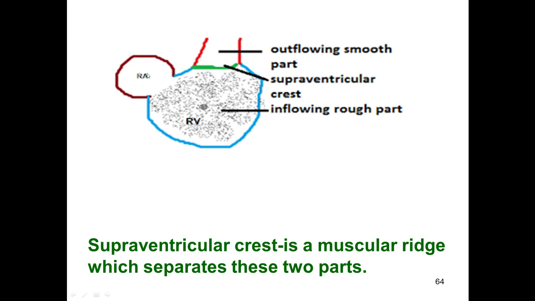Right atrium, right ventricle. The right ventricle has a rough inflowing part and a smooth outflowing part. The rough part is because of the presence of trabeculae carneae. And there is one green line, this is known as the supraventricular crest. It is just a muscular ridge which separates the rough and the smooth part.